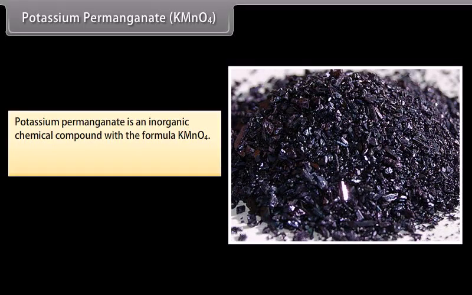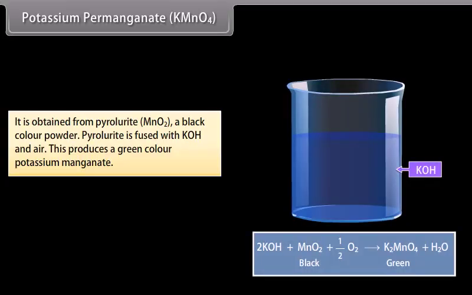Potassium permanganate, KMnO4. Potassium permanganate is an inorganic chemical compound with the formula KMnO4. It is a salt consisting of K+ and MnO4- ions. It is obtained from pyrolusite, a black colored powder.